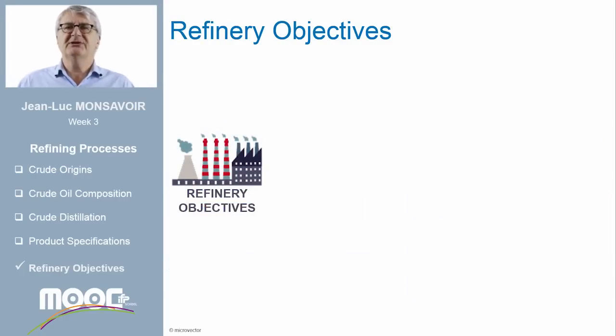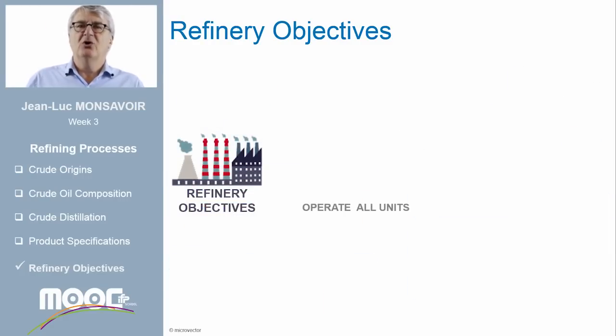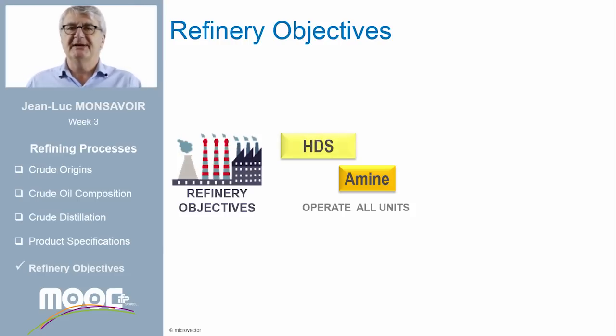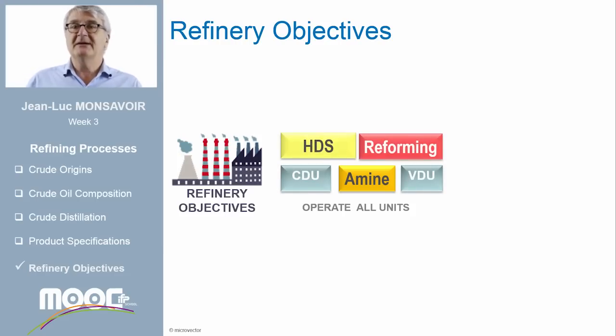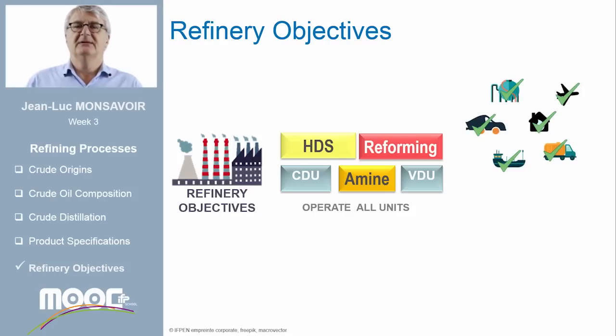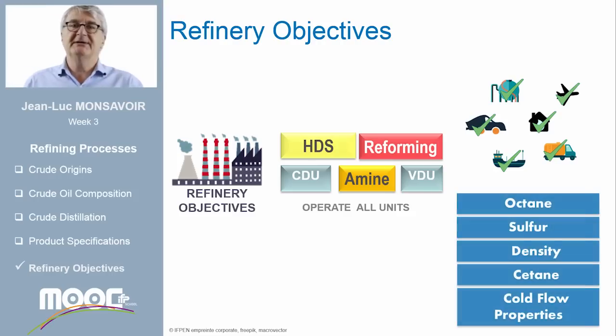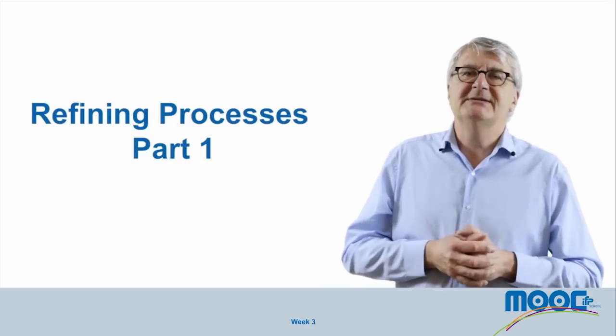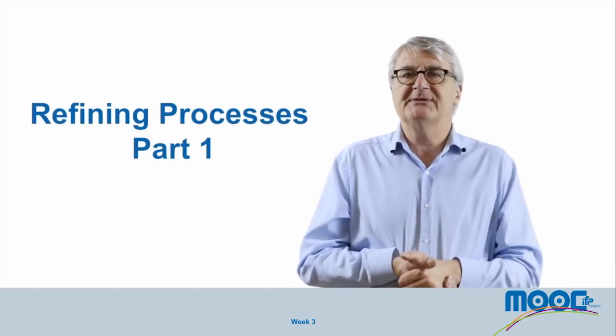In conclusion, the objective of a refinery is to operate all the units like the amine unit, the HDS, the reforming, CDU, VDU, to obtain the final products at the right quantities to meet the market demand and at the right specifications. So, this is the end of the first video on refining processes.